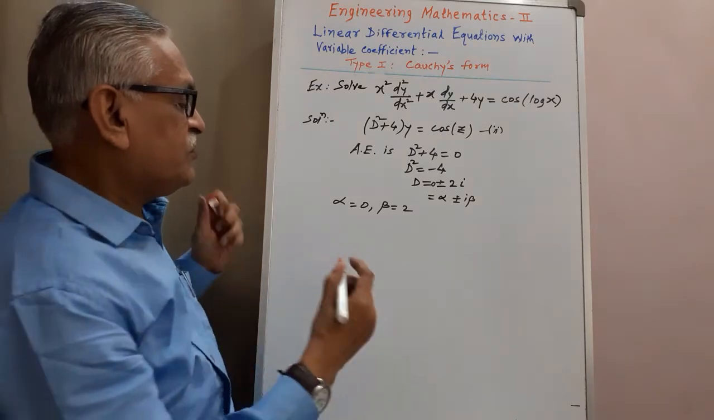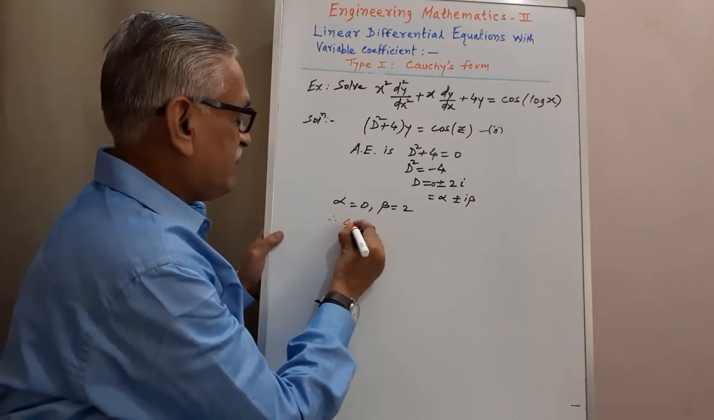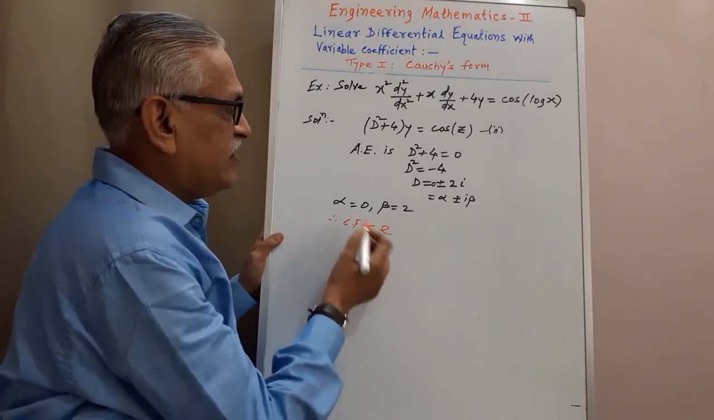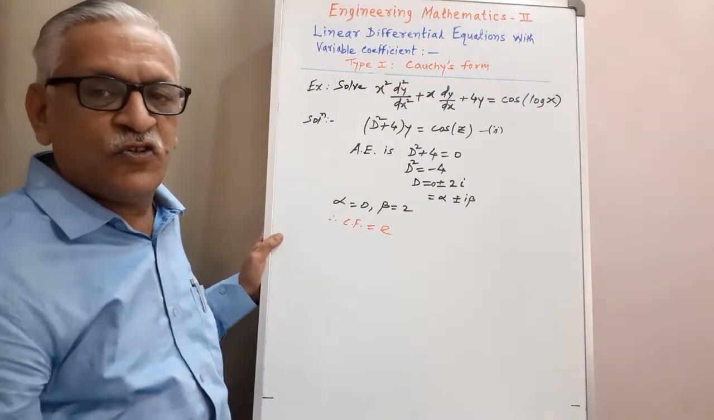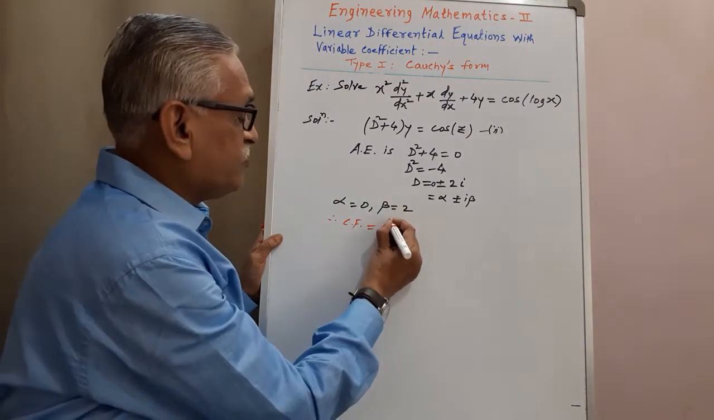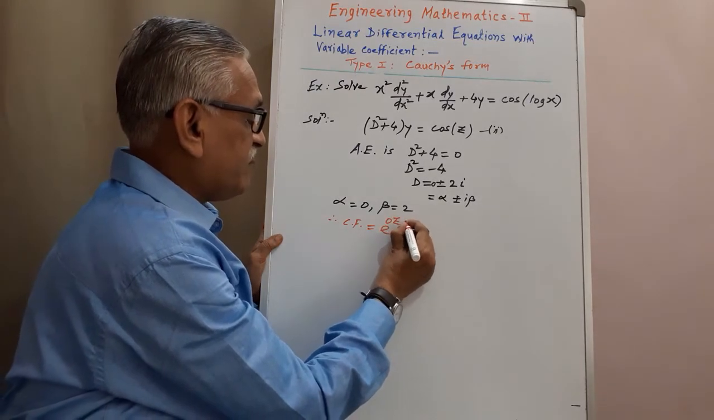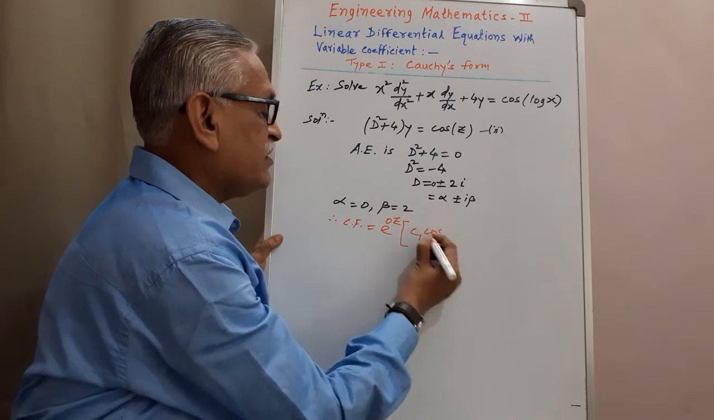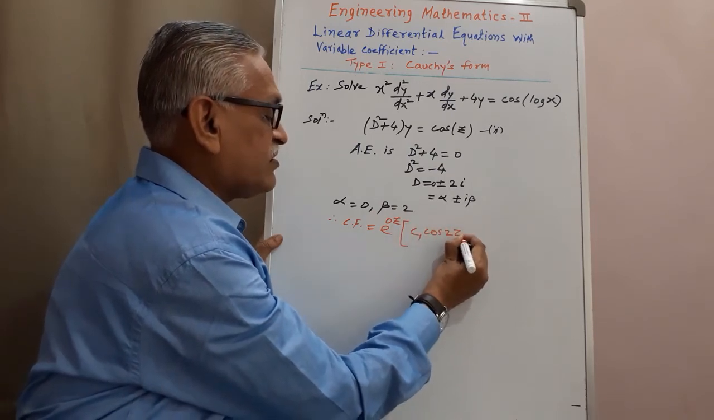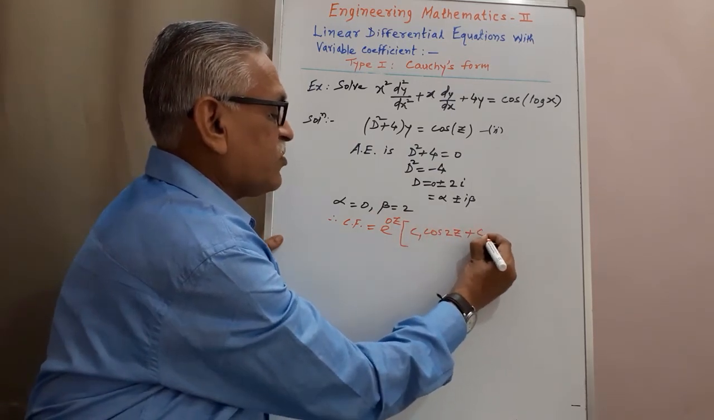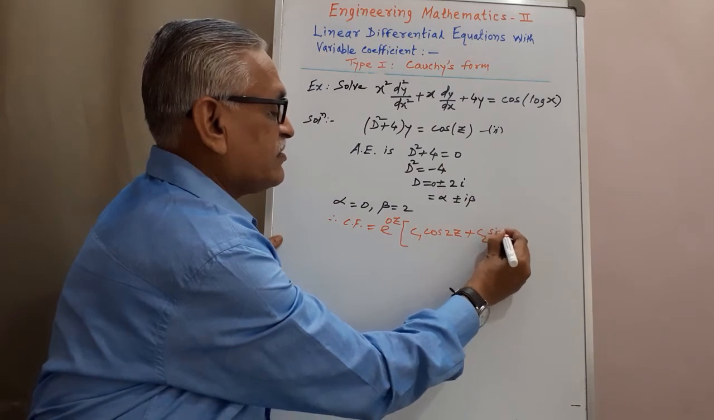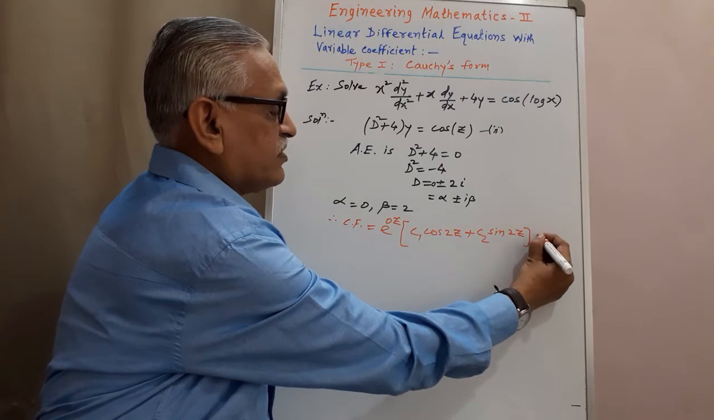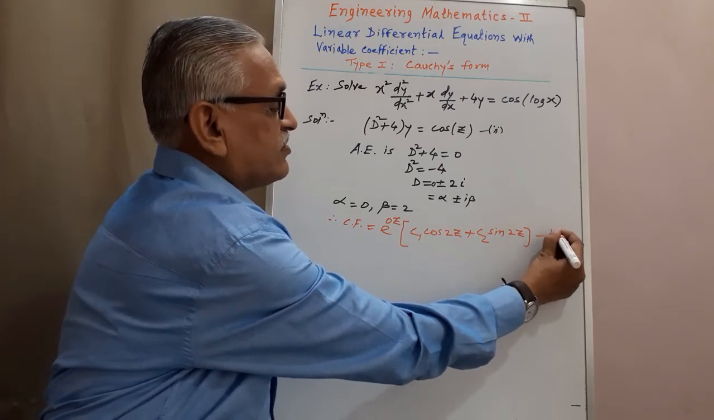And therefore, CF is e raised to alpha x. Instead of x, we have to apply the new variable z. Therefore, e raised to 0z, C1 cos of beta z, beta is 2, therefore 2z, plus C2 sine of beta z, sine of 2z. We call this equation number 3.